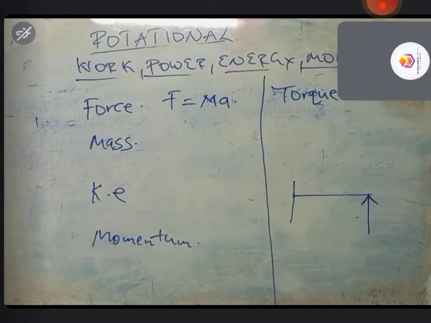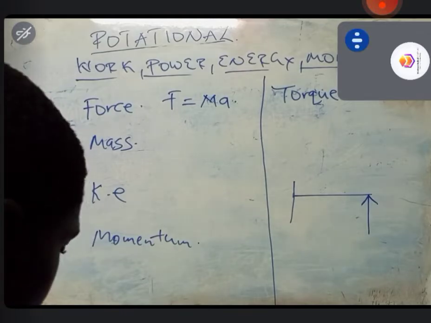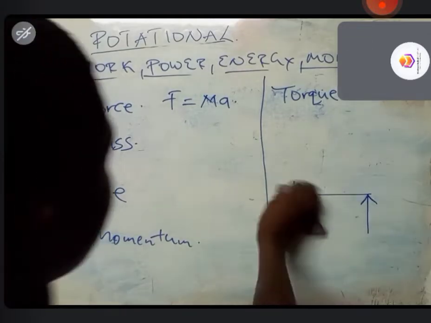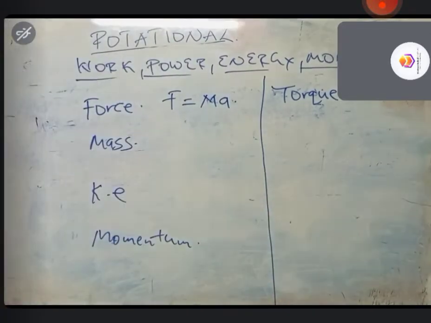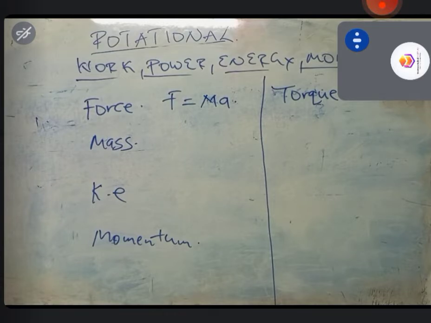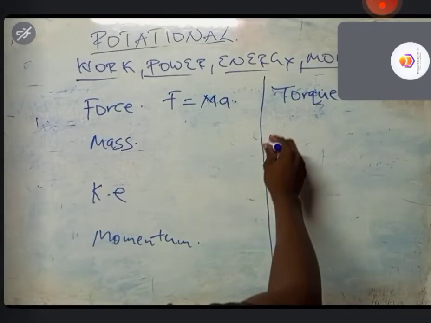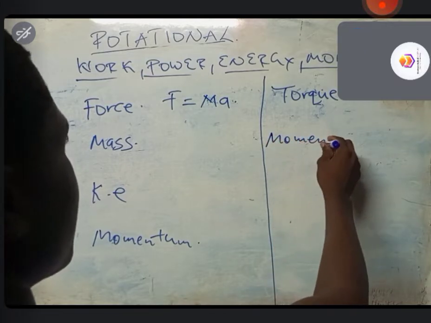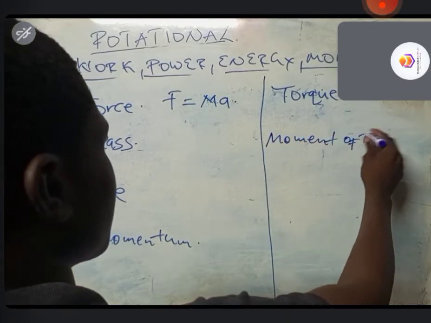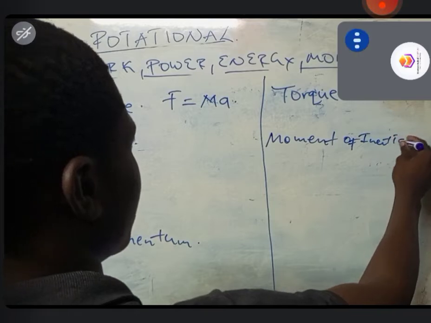So we already know that. Now, what is the counterpart of mass under rotational motion? Rotating objects possess what do we call that? The mass that it possesses. Moment of inertia. Yeah. It's the moment of inertia, denoted by capital letter I.